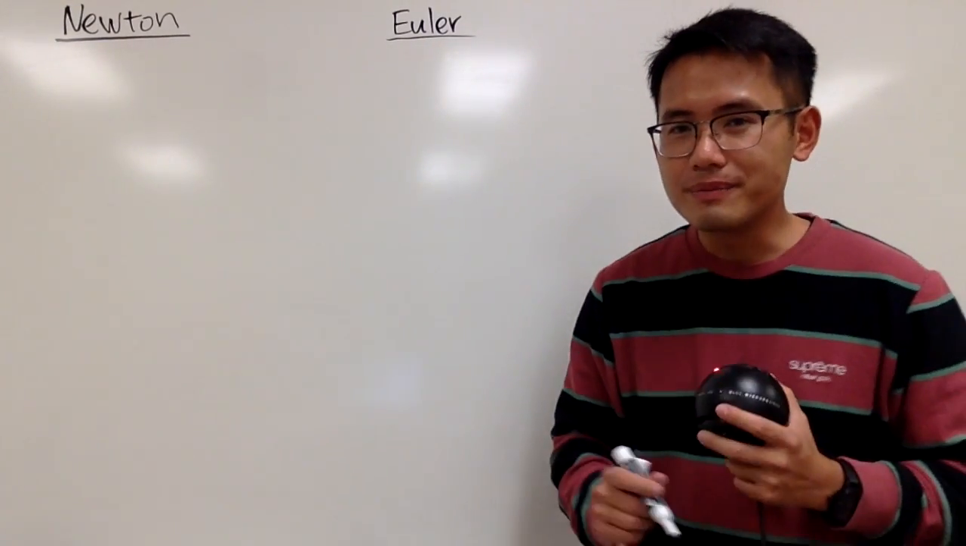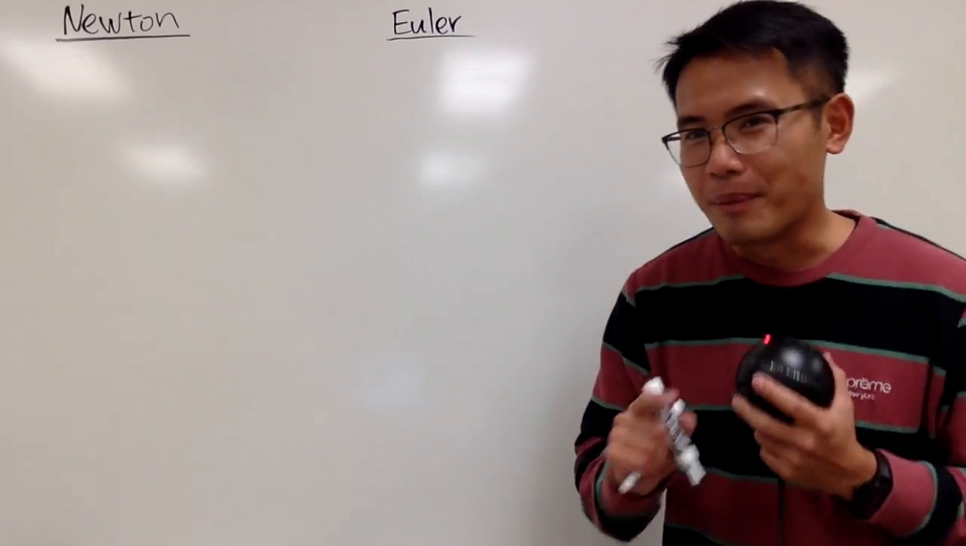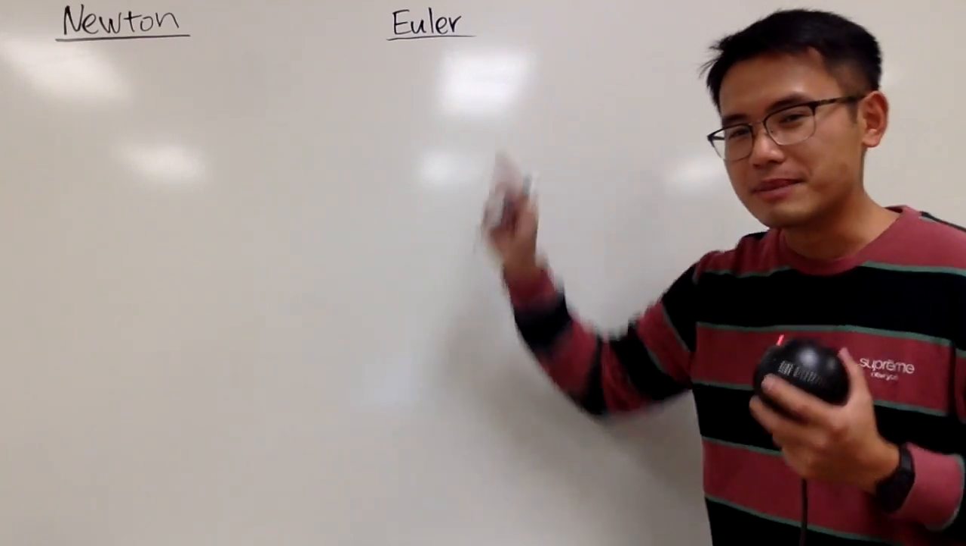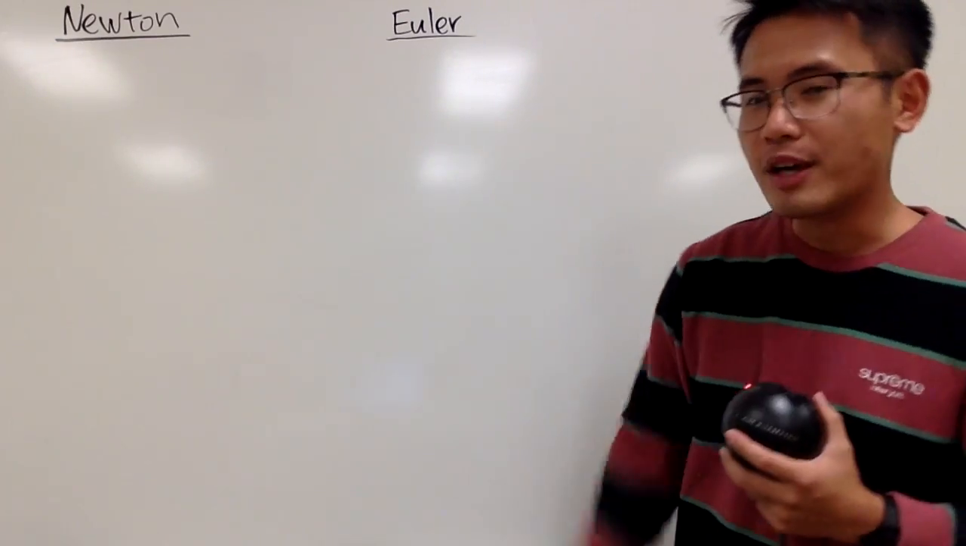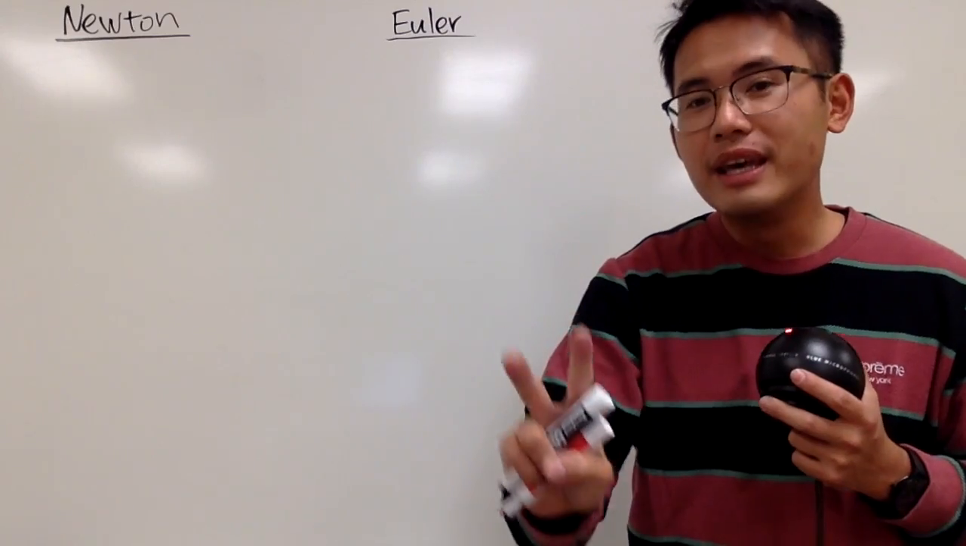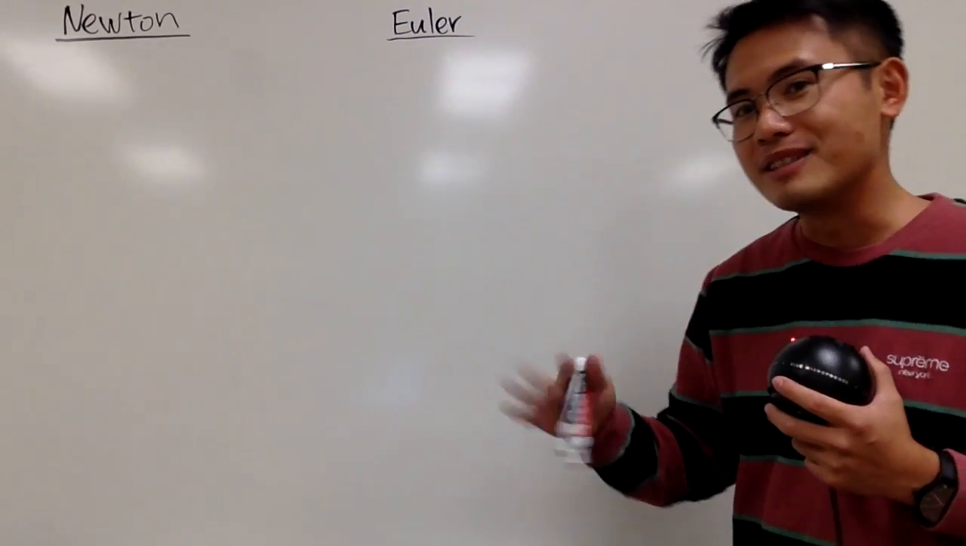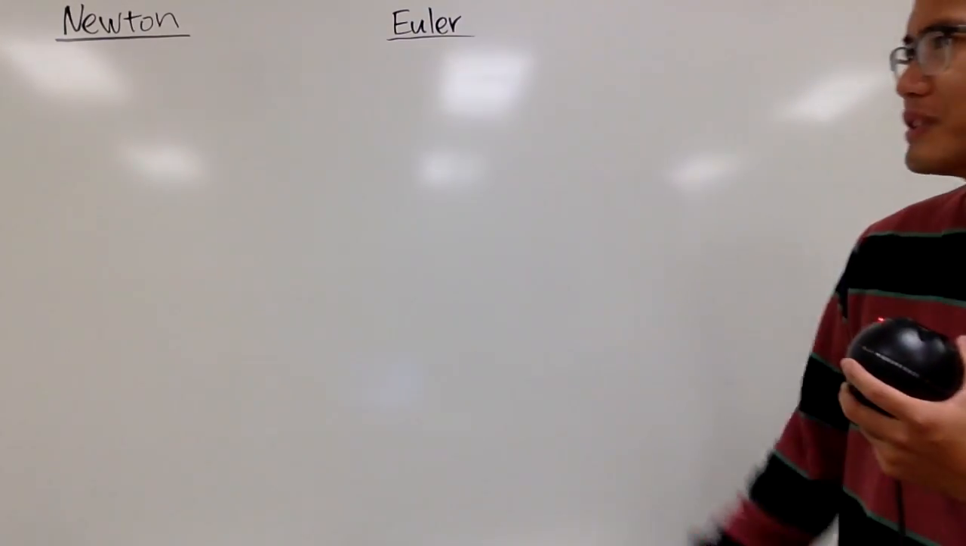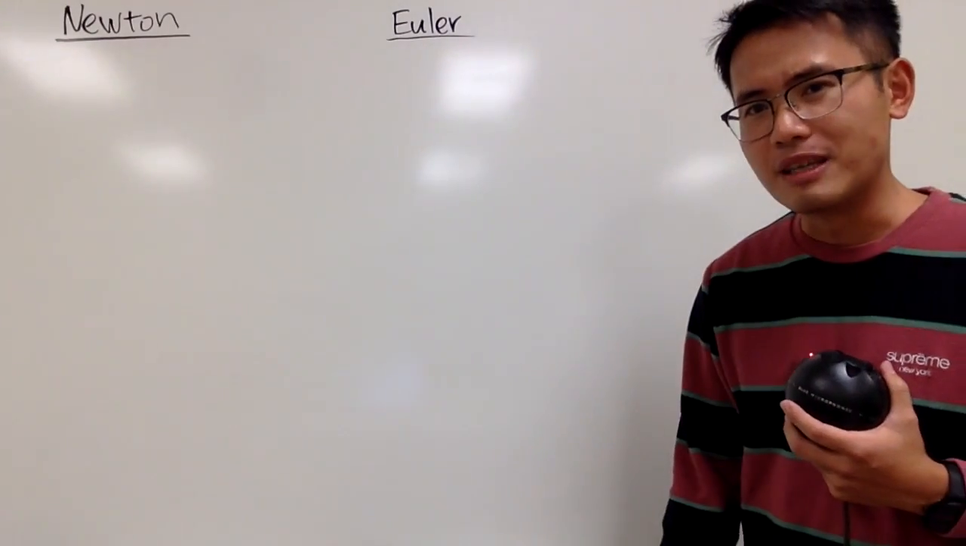Okay, in this video we are going to compare Newton's method and Euler's method, and we are going to use both methods to compute the square root of 2, and each one will just do 5 steps, so that's how we can be fair, and in the end we'll see which method will give us a better answer.